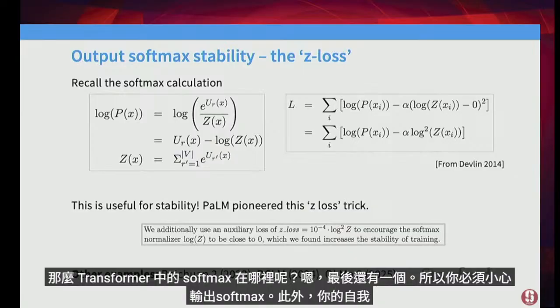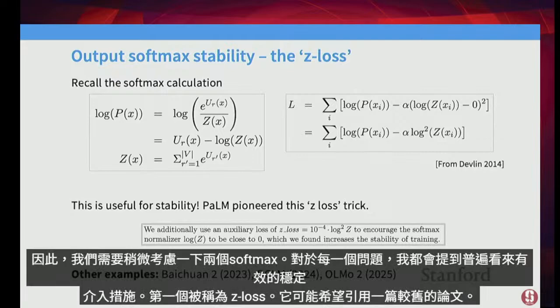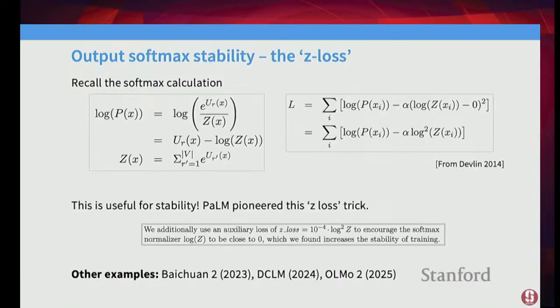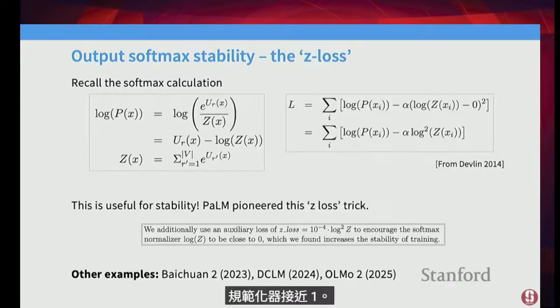Okay, so the first one is called the Z-loss. In my desire to cite a paper that's older, I've gone back to Devlin in 2014, where in a machine translation paper, their goal was to make sure that this normalizer was near 1. If you look at P of x, that's the output softmax over here, the output softmax is two terms. You exponentiate your logits, and then you divide by the normalizer Z. And the Z is just summing up the values across all the vocab.